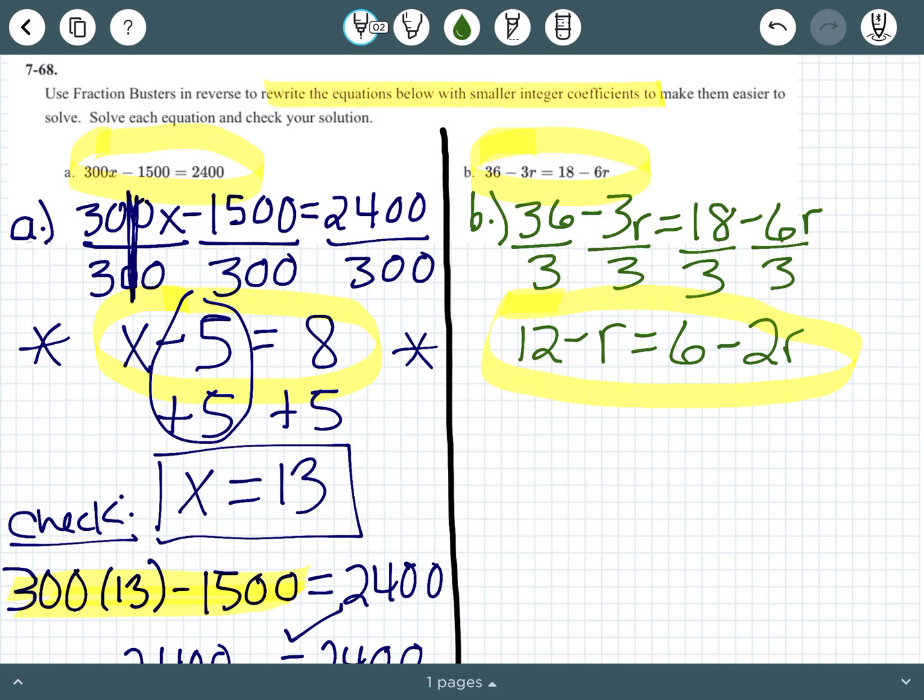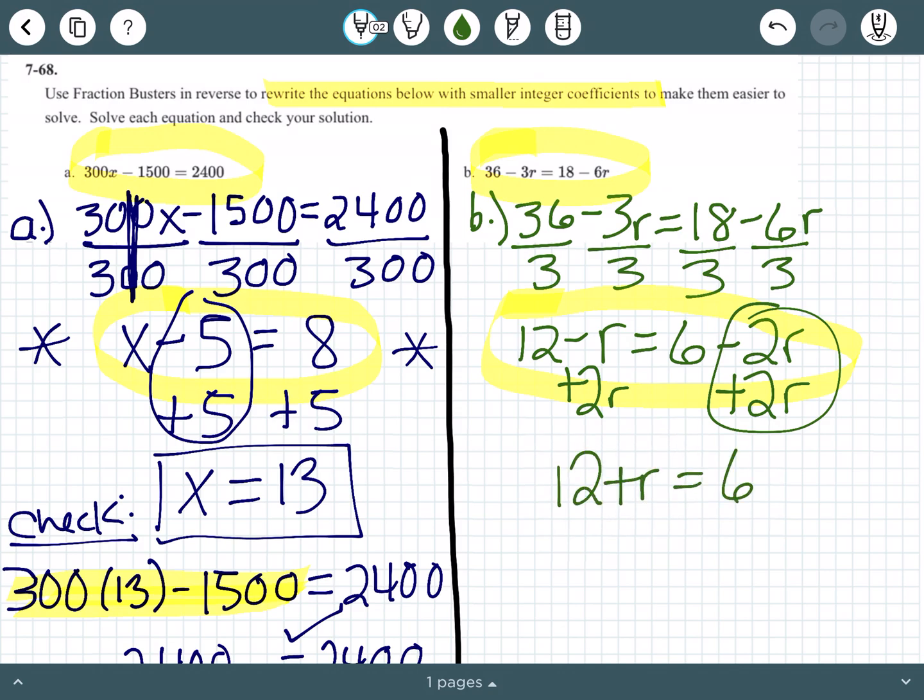So let's go ahead and solve this out. What I would do is add a 2r here to get a 0 pair. I'm going to add 2r to this side now. So I would get 12 plus r equals 6. Subtract 12 to get a 0 pair. Subtract 12 on this side. I'm left with r equals negative 6.